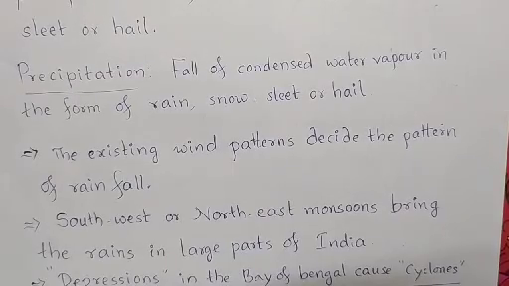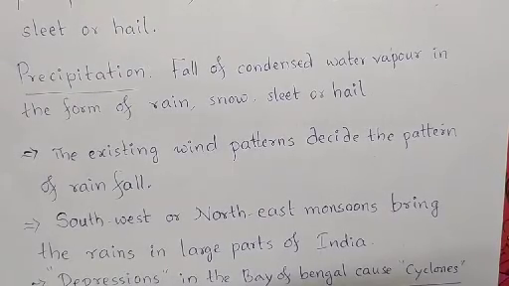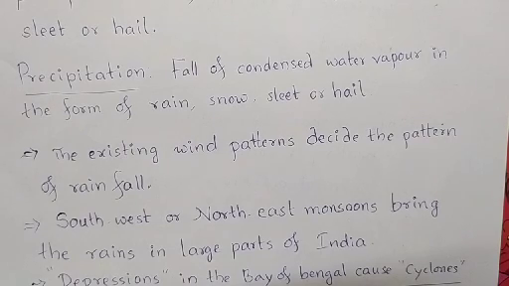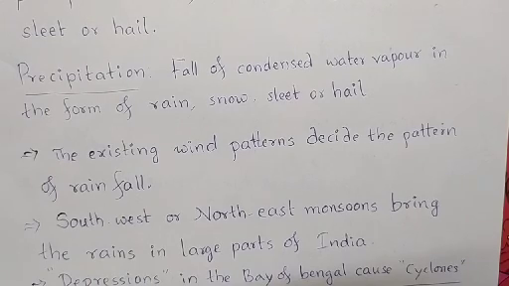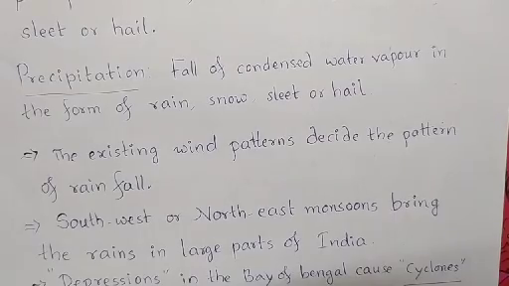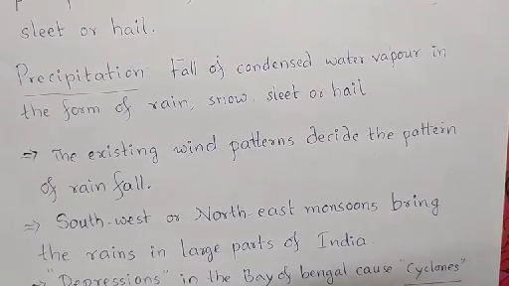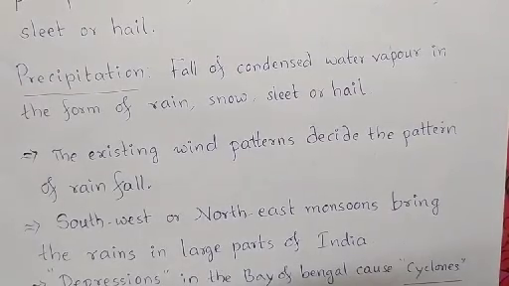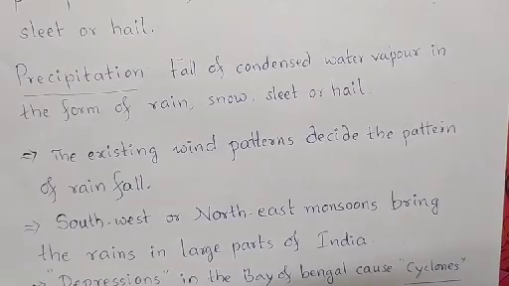And in the northern parts of India, northeast monsoons. So the monsoon takes place from south to west and from north to east. Okay, so southwest and northeast monsoons bring the rains in large parts of India.